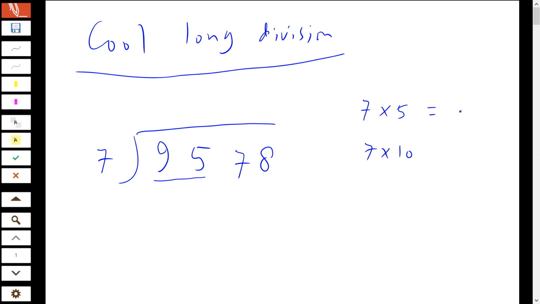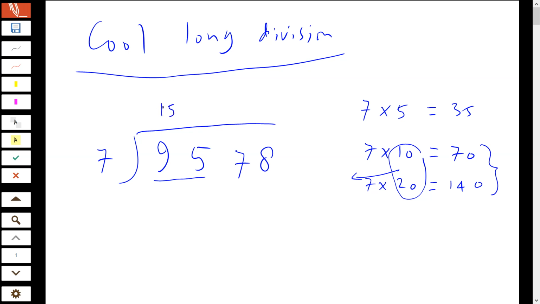5, 10, 15. So, what is 7 times 5? 35. What is 7 times 10? Sorry, 70. And what is 7 times 20? 20 is easier. It is 140. So it seems that 95 is actually between 70 and 140. So we should go for a number between 10 and 20. So what is that number? 15, yeah? So I will start with 15.